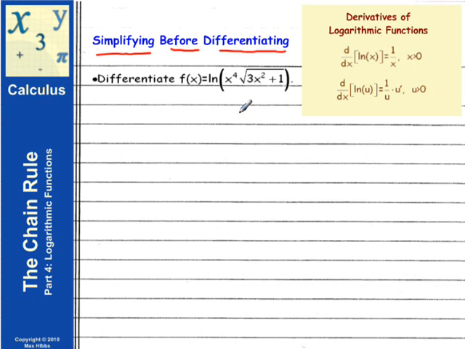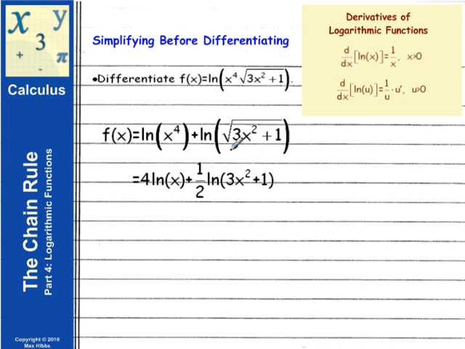And notice, as opposed to the last problem where we had a function outside the logarithm times the logarithm, here we just have the logarithm of things that are multiplied together. So it's a completely different setup than the last example, rather than function times logarithm. Well, what we want to do first is take this expression, logarithm of x to the fourth times the square root of 3x squared plus 1, and first recognize that it's a logarithm of a product.